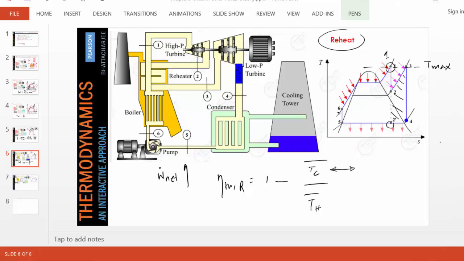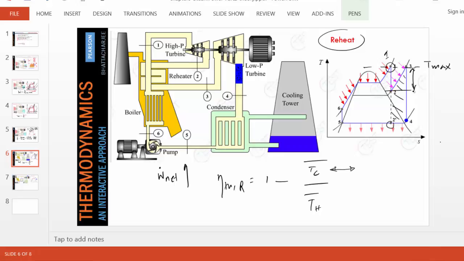What about TH bar? In the original cycle, heat is added from state 6 to 1. In the modified cycle, 6 to 1 remains the same. The additional heat is added from 2 to 3. So you can see that the additional heat is added at a higher temperature on the average. So the effective temperature will go up.